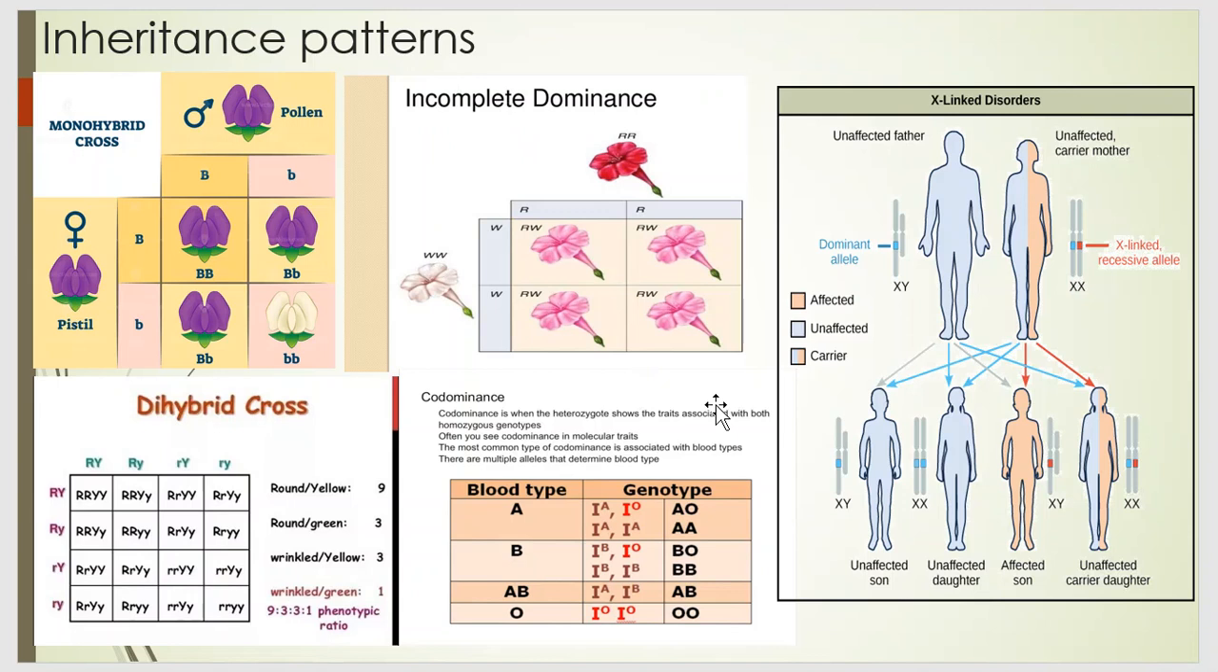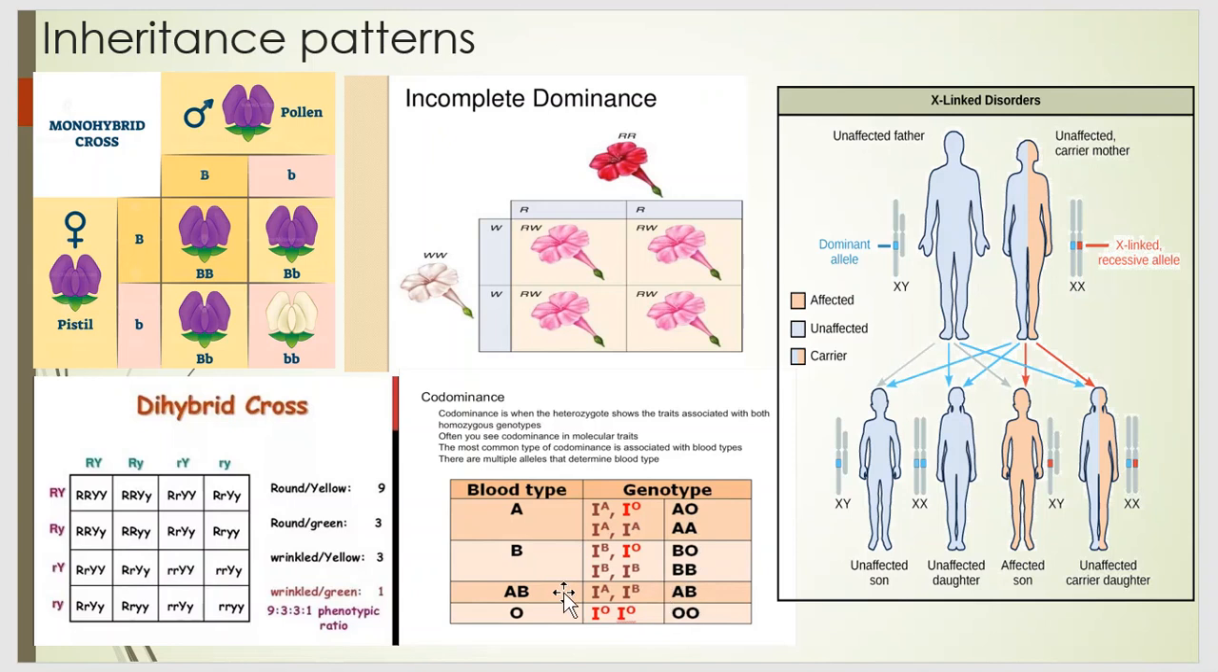The fourth inheritance pattern that you see here is codominance. Co means together. The best example here is the blood type. And you know, the blood type can be either homozygous or heterozygous. Homozygous is capital A, and heterozygous is capital A, capital O, and B is the same, and AB is capital A, capital B, and O is capital O, capital O.